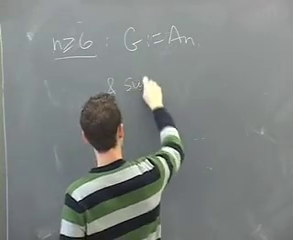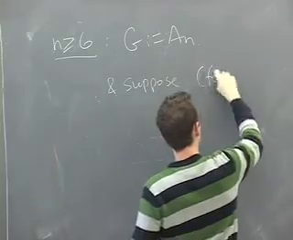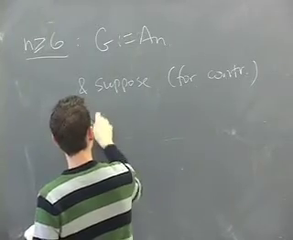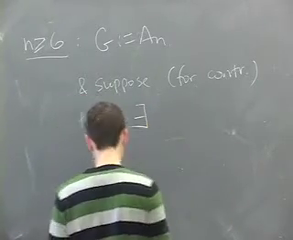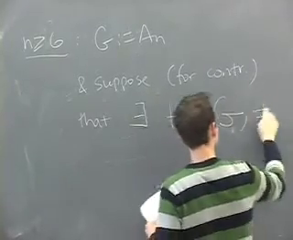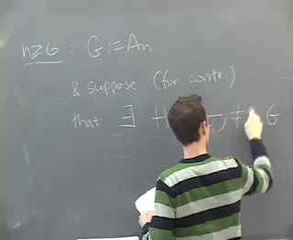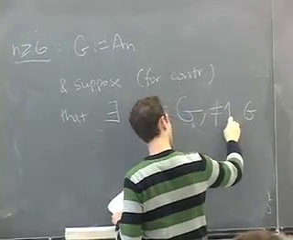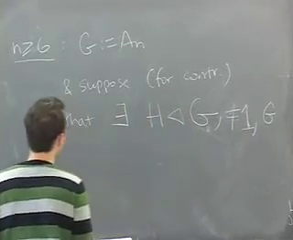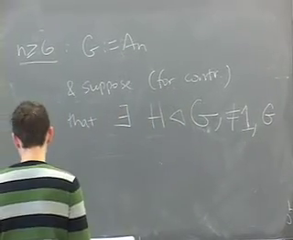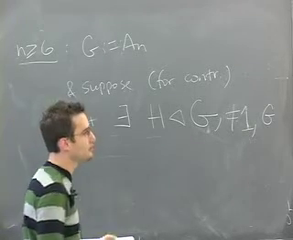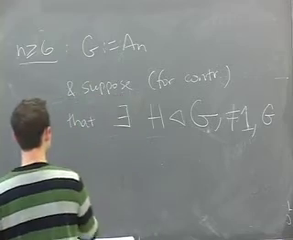We're going to suppose, for the sake of arriving at a contradiction, that there is some normal subgroup H of G which is neither trivial nor all of G. And so what we're going to do is, of course, because we've been talking about group actions and Sylow theory and stuff, we're going to use the same sorts of techniques.